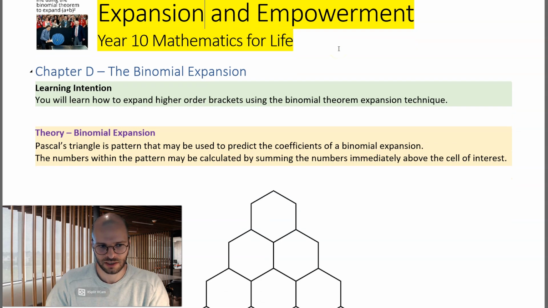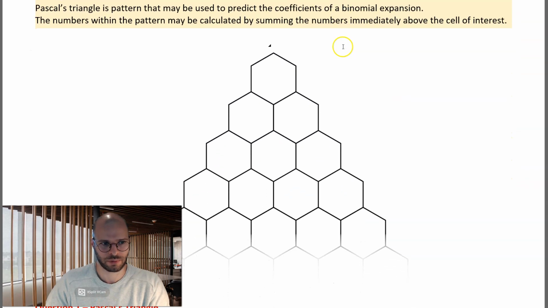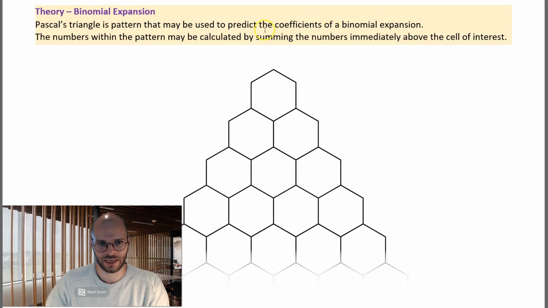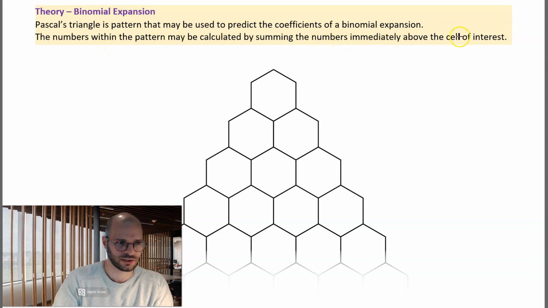Before that, let's have a look at a famous pattern called Pascal's triangle. Pascal's triangle is a pattern that may be used to predict the coefficients of the binomial expansion. The numbers within the pattern may be calculated by summing the numbers immediately above the cell of interest.